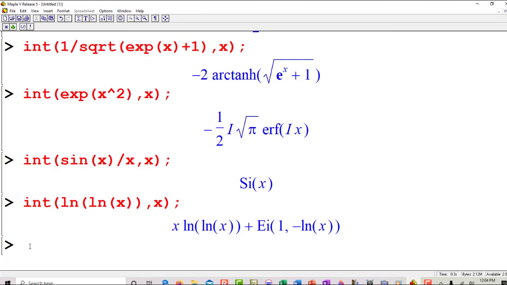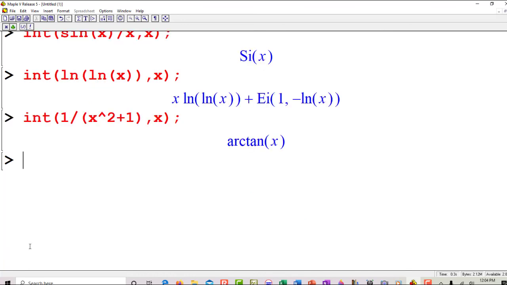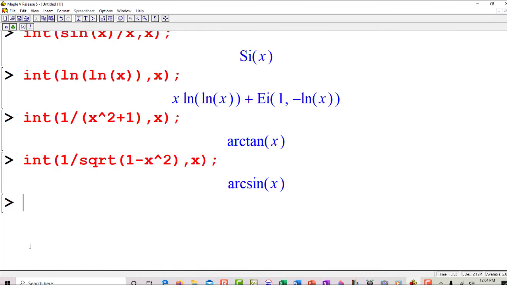There are some others that I would like to look at. You know the 1 divided by x squared plus 1. Before I hit enter, you should know what the answer is. Arctan of x. If I'm integrating 1 divided by the square root of 1 minus x squared, that's the other one. You should know what that one is too. Arcsine of x.